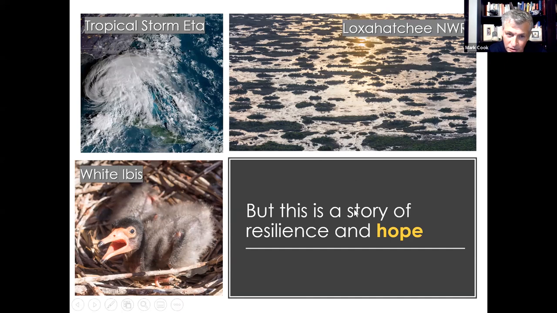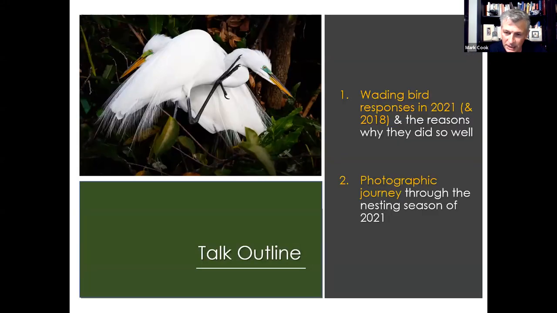And so in this presentation, I'm going to be talking about the incredible responses, particularly from the wading birds, and what this means in terms of Everglades restoration and what we've learned in terms of the science. I'm going to do that by breaking this presentation into two main parts. The first part, I'm going to talk about the incredible wading bird responses in 2021, and to a certain extent also during 2018, which was a very similar year in terms of the hydrology being affected by Hurricane Irma, and the response we had in 2018. I'm going to talk about the reasons why these birds responded in the way they did.